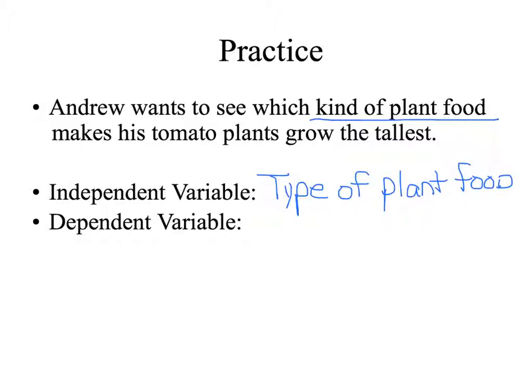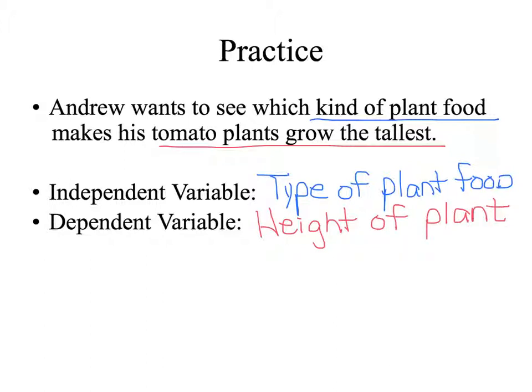And then, again, ask yourself the question at the end of the experiment, what is it that you would measure? Well, right here, it says I want to know which tomato plants will grow the tallest. So the dependent variable would be the height of the tomato plant. And so as a check, let me make sure this has good common sense. Is this experiment going to be about how the type of plant food will affect the height of a tomato plant? That sounds correct.